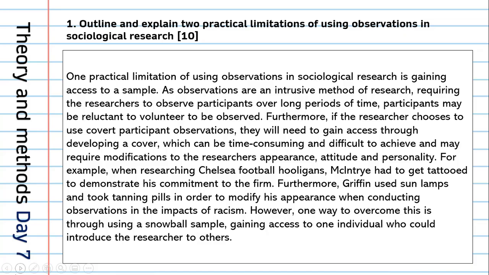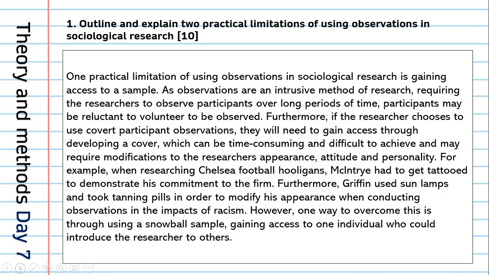So let's look at my response. One practical limitation of using observations in sociological research is gaining access to a sample. So this is a practical limitation, gaining access to participants, access to a sample. As observations are an intrusive method of research requiring the researchers to observe participants over long periods of time, participants may be reluctant to volunteer to be observed.